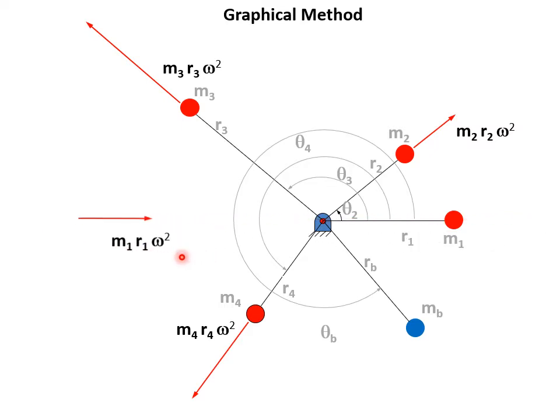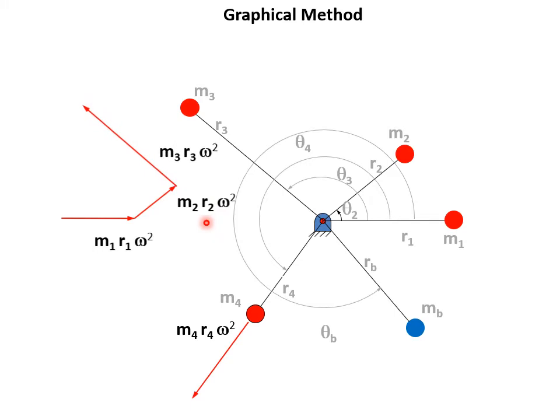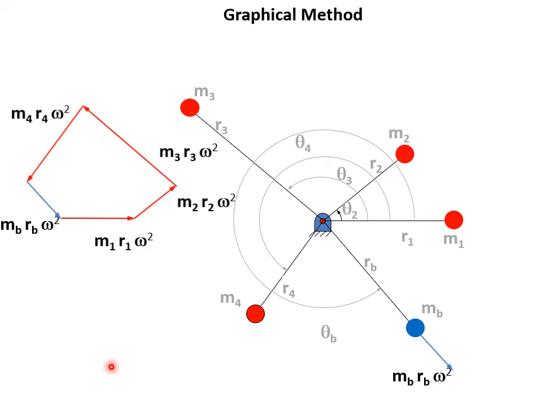So m1 r1 omega square is drawn horizontally, m2 r2 omega square is drawn at theta 2 angle from horizontal in the anti-clockwise sense, m3 r3 is taken at theta 3 angle, and similarly m4 r4 is taken at theta 4, and finally we close the force polygon with mb rb. Once this force polygon is closed, it shows that the system is statically balanced. So this gives me mb rb omega square. It gives me mb rb as well as the theta b angle. The angle of the vector will give me the theta b angle.